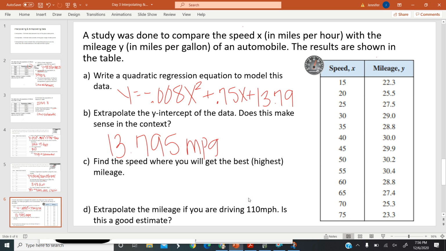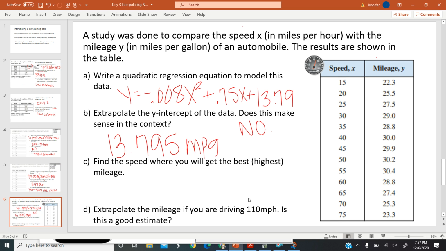So the next question, well, it says, does this make sense in the context? So that means your speed is 0, but you're getting 13.795 miles per gallon. So if you think about it, when your speed is 0, that means your car isn't moving, so you're not using any gas, so it doesn't make sense to be getting any mileage. So I'm just going to say, no, it does not make sense. And then that would be the explanation for why it doesn't make sense.